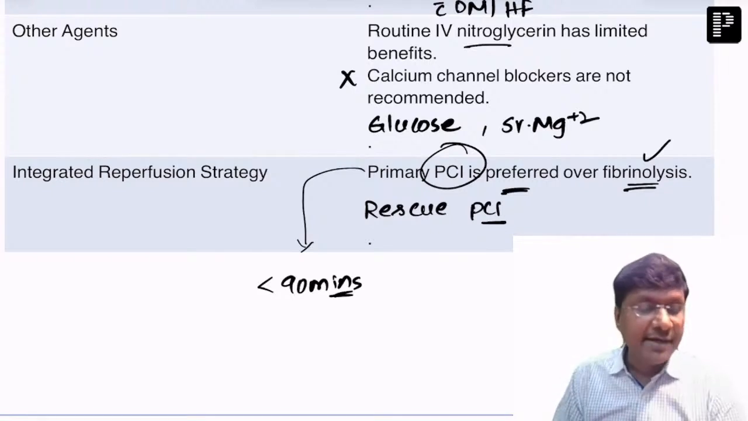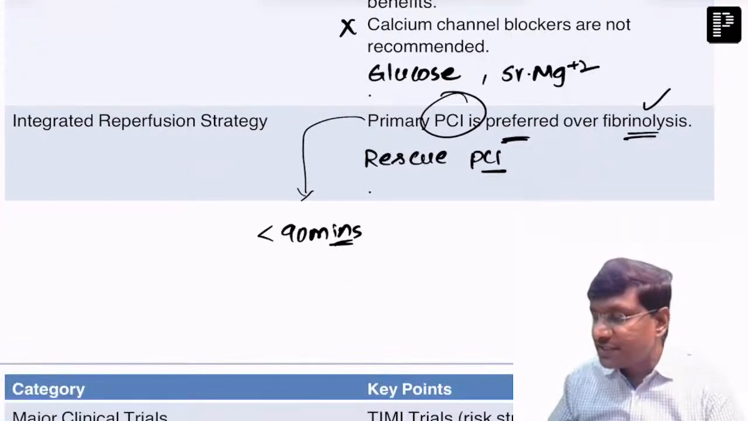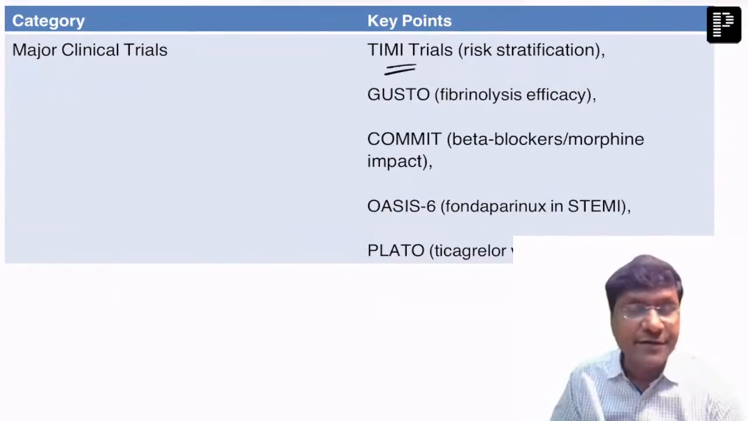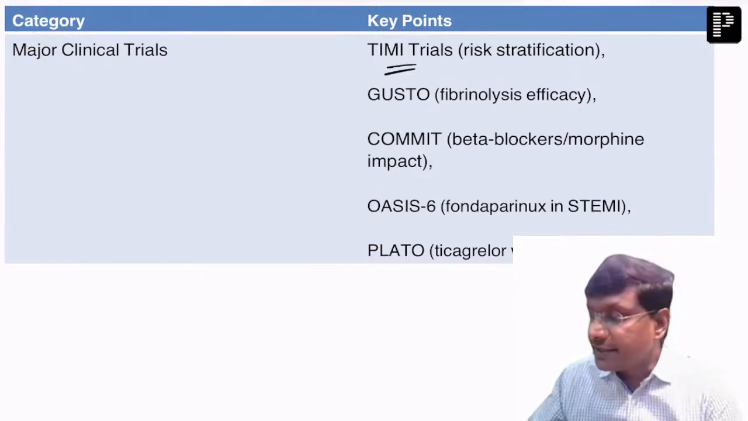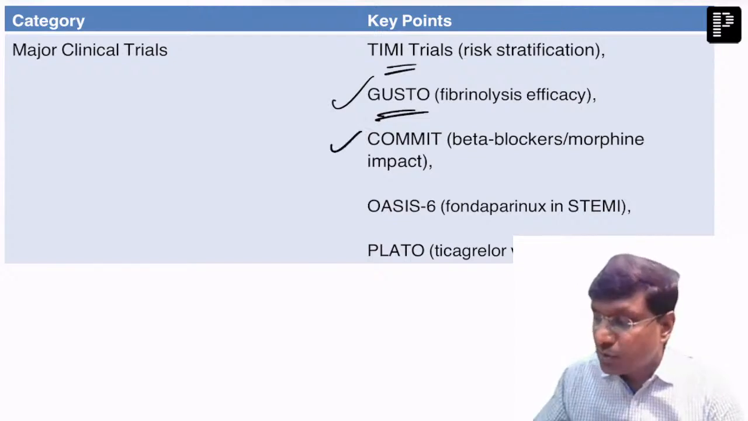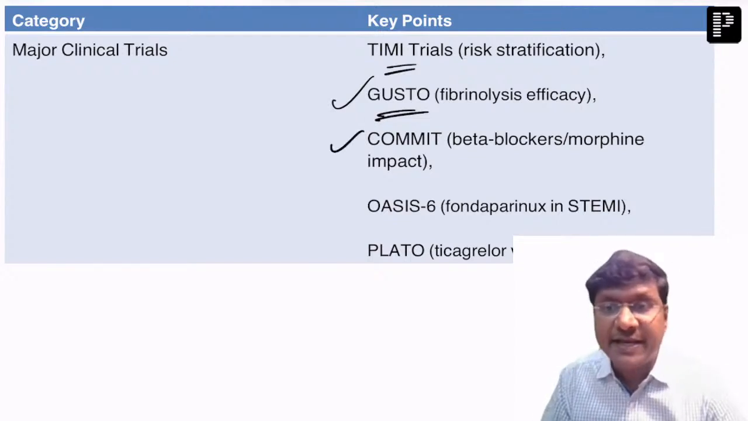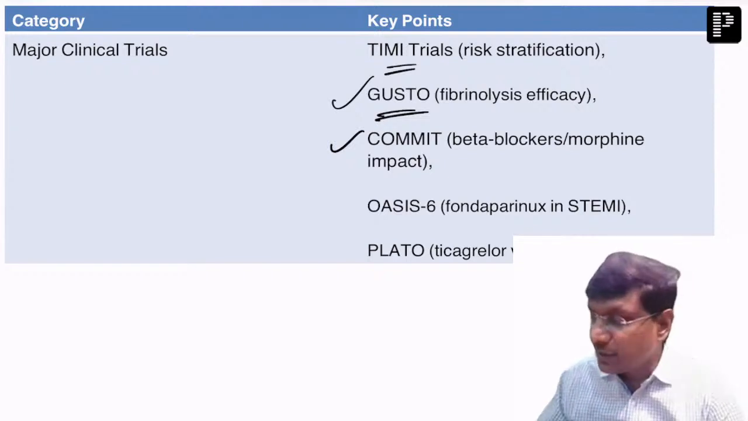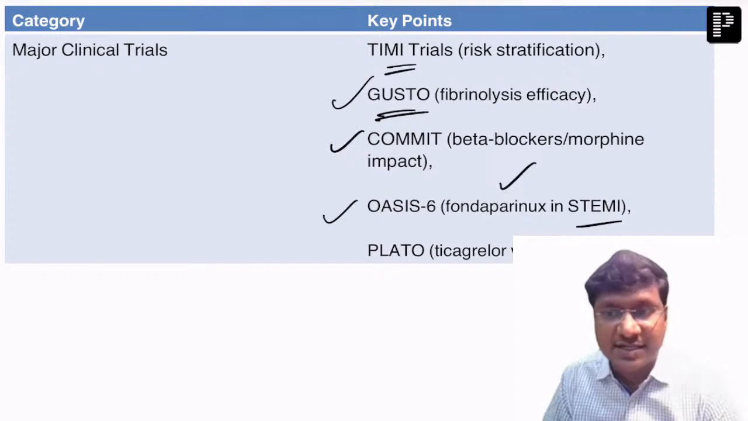Right? And the next important is the trials in patients with STEMI. So if you see the trials in patients with STEMI, one is the TIMI trials, that is for risk stratification, right? Next is the GUSTO trial, that is mainly to assess the efficacy of the fibrinolytic agents. Then COMET trial, that is mainly the impact of the beta blockers or morphine. Then OASIS trial, that is mainly the role of fondaparinux in STEMI.